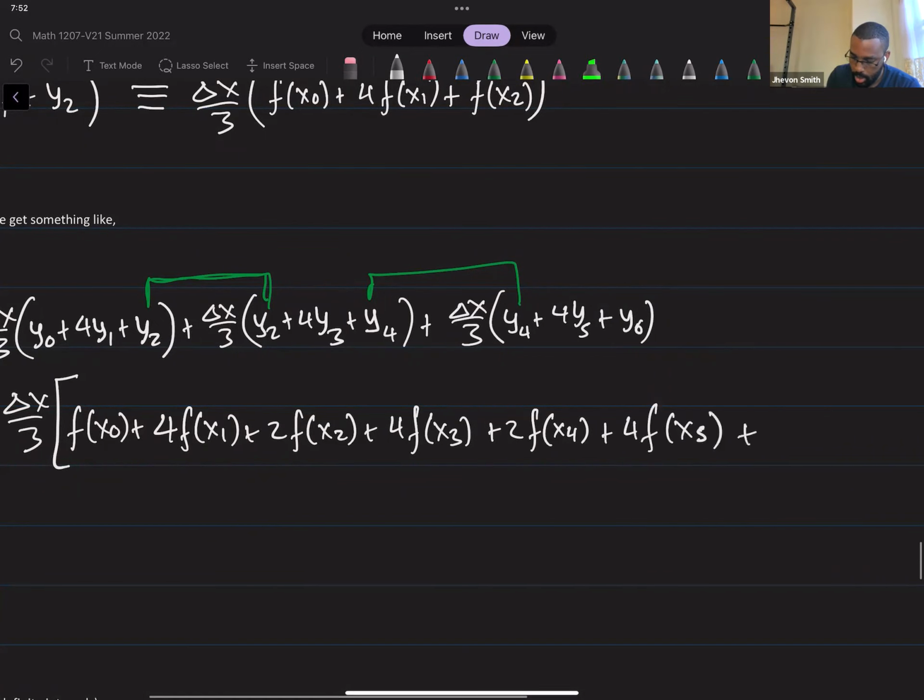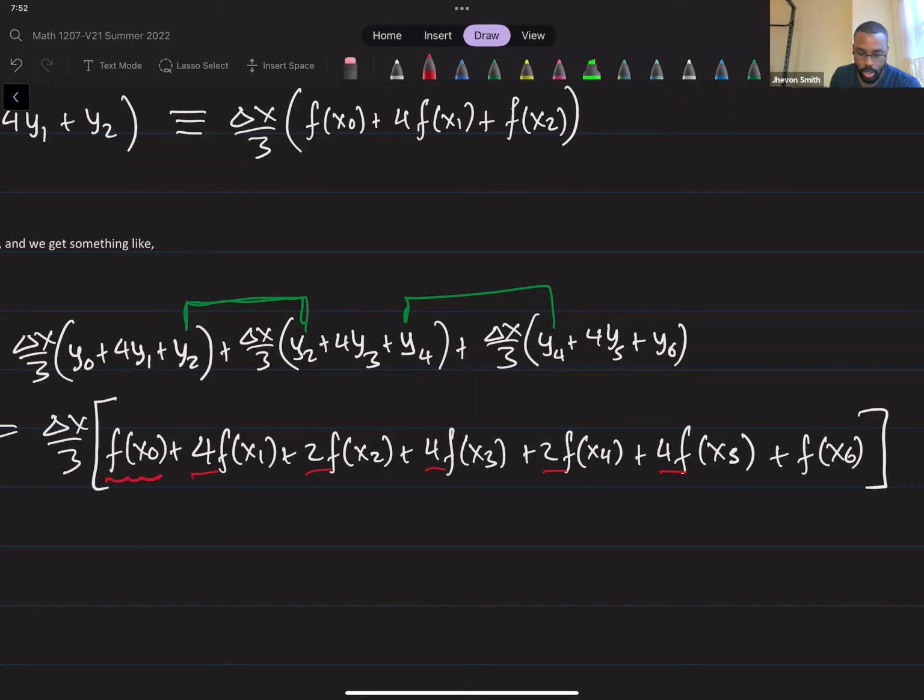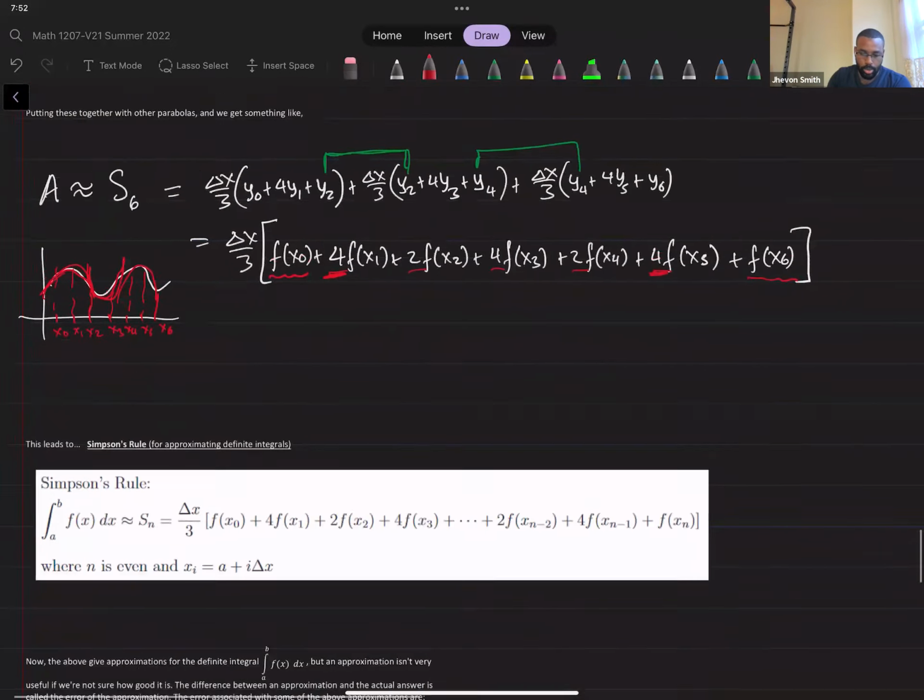So you have this alternating pattern going on here. 4, then 2, then 4, then 2, then 4. After the first one, which has no coefficient, you'll start with a 4 and then alternate between 4 and 2. You'll end with a 4 just before the last one, which has no coefficient other than 1. And so you have this 4, 2, 4, 2, 4, 2 pattern. And that just comes from actually calculating the area under this parabola. And so that leads you to Simpson's rule.